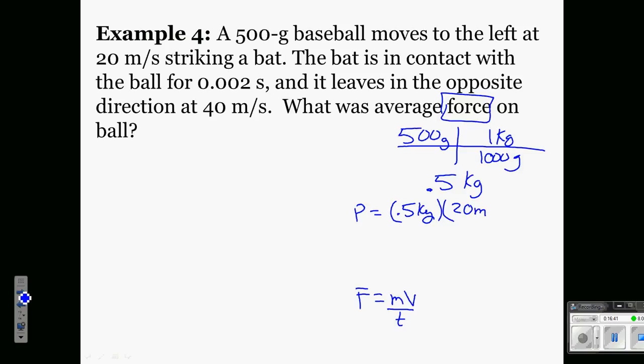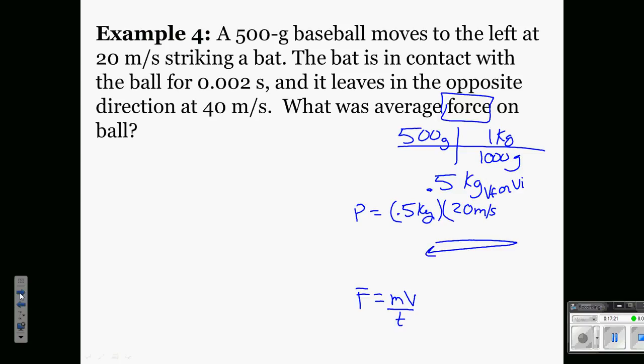Now, 20 meters per second is my vf or vi. Well, let's read the problem. The ball is going 20 meters per second, then it strikes the bat. The bat is in contact with the ball for 0.02 seconds, and then it leaves in the opposite direction at 40 meters per second. So what is the average force on the ball? So we're changing direction. So that means that if you think about displacement, it's going this way and now it's going back that way. What do we always do?